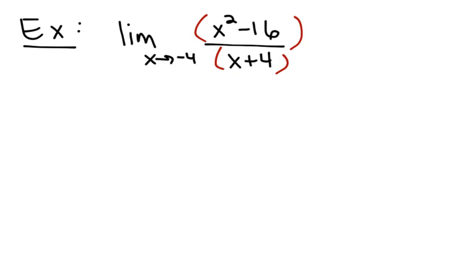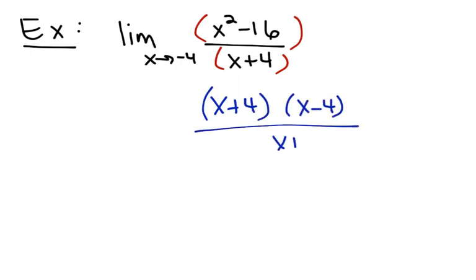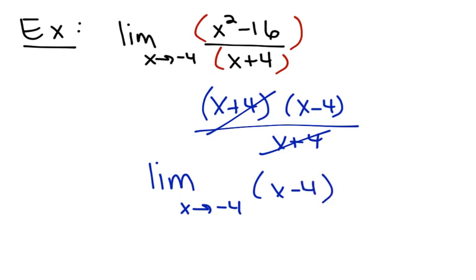But there's another way of doing this problem. You could factor the numerator, and then you'll notice that these go away. So you're actually left with the limit as x approaches negative 4 of x minus 4. Well, now you can plug negative 4 in without getting an error message, and you're going to find out the answer is negative 8. You can do this on the calculator as well, whichever method makes you happier.